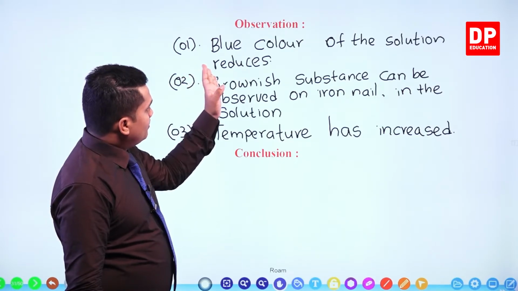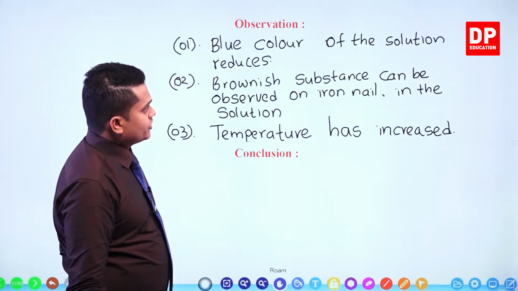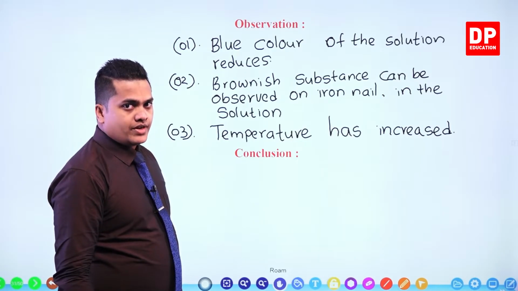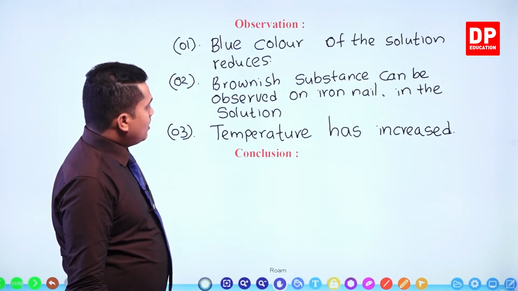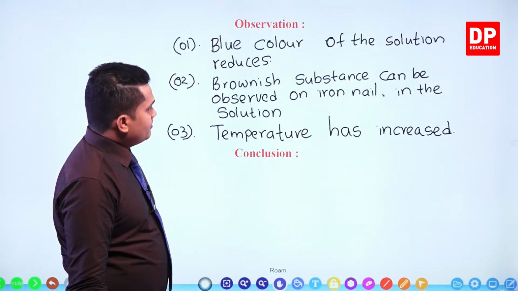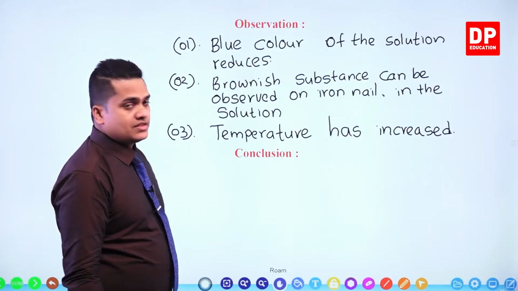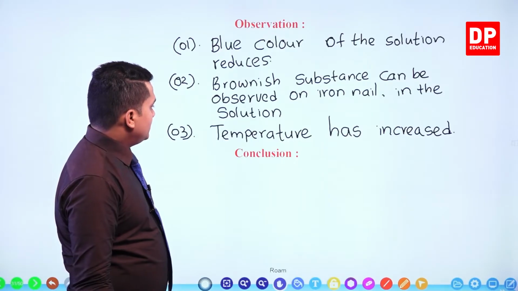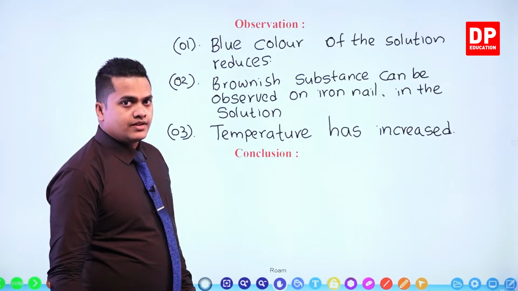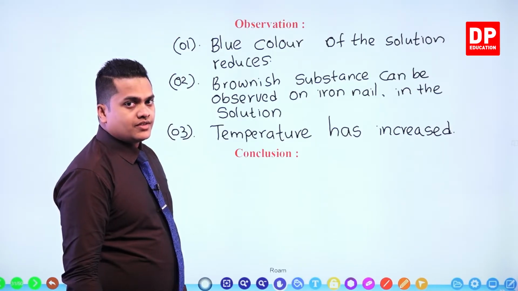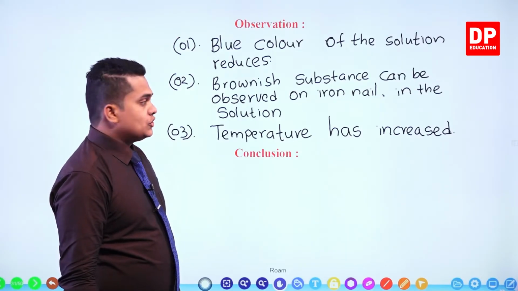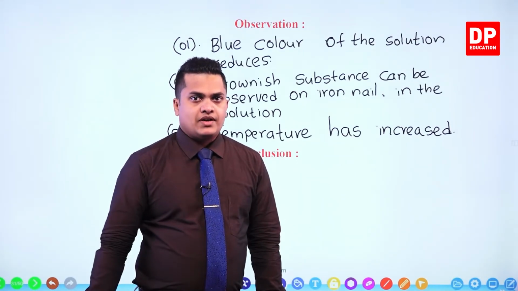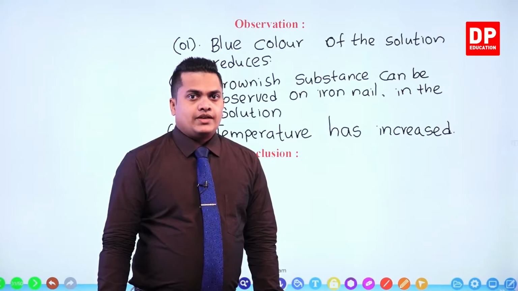First one is blue color of the solution reduces. Second one, brownish substance can be observed on the iron nail and in the solution as well. Then in the third one, temperature in the system has increased. So these are the three main observations that we can take from this experiment, my dear children, right?